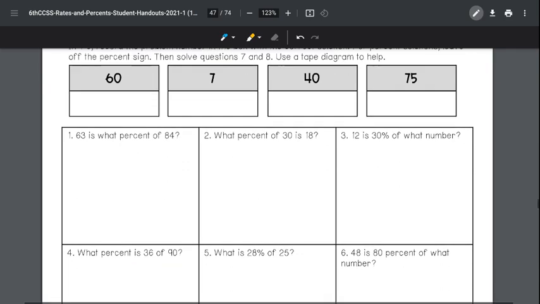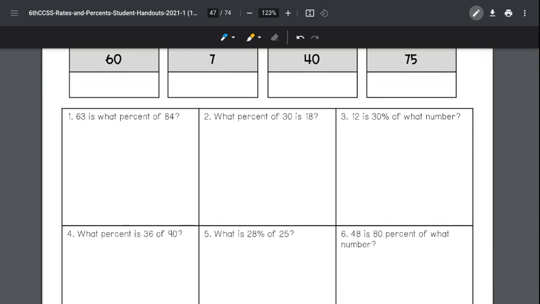Number 1, 63 is what percent of 84? So you better set up your proportions. We're looking for our percent. Our percent goes on top. We always know our percent goes on top of the number 100. And remember, that is over of, hint. So 63 is what percent of 84?